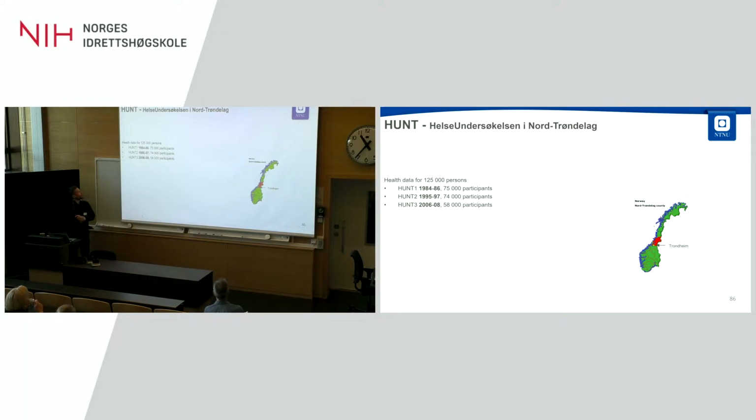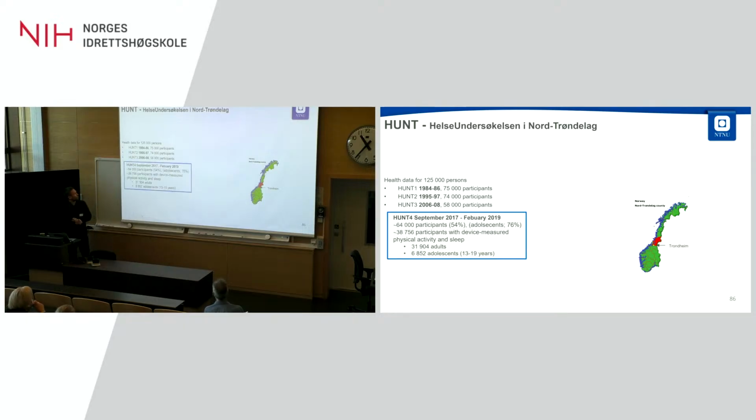In HUNT1, started in the 80s, then it continues in the 90s, 2000s, and in HUNT4, we had device-based measures of physical activity. And we had 54% of the adult population that participated. And actually, we had 76% of adolescents, those between 13 and 19, participated in HUNT4.